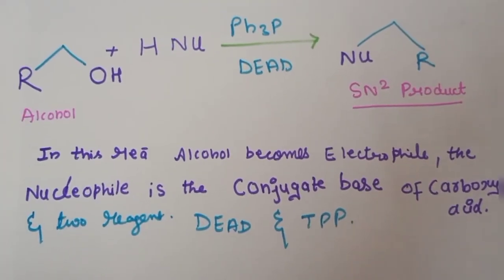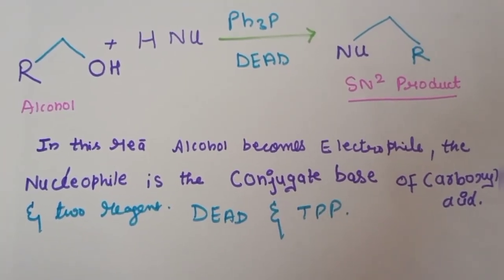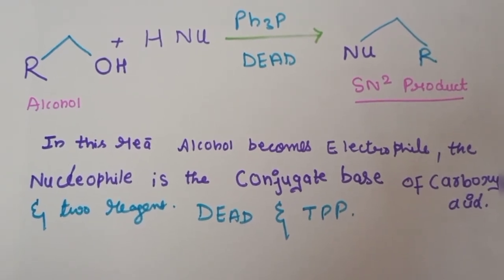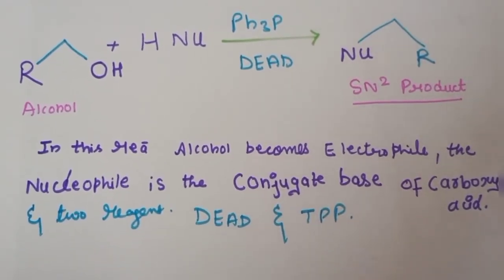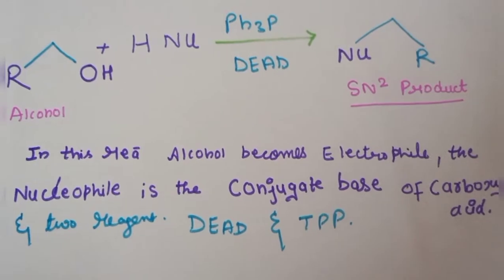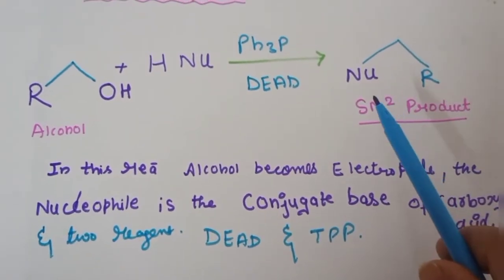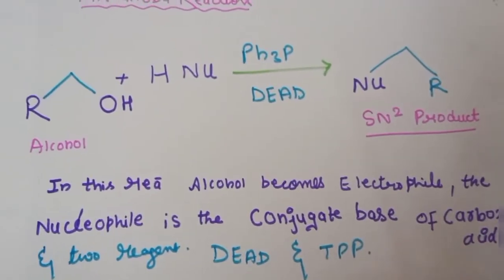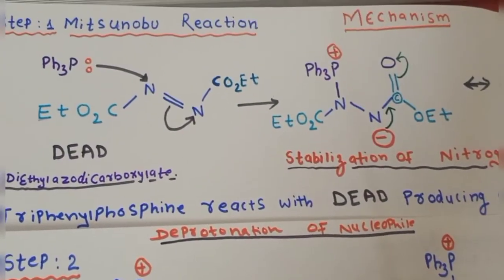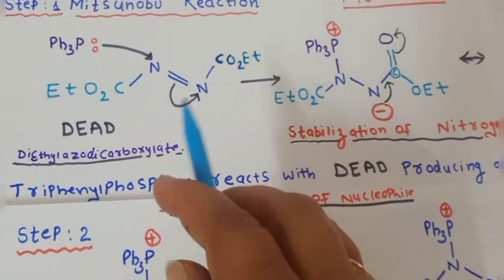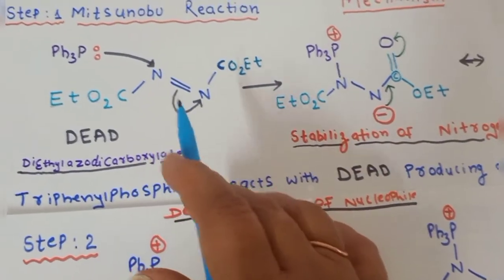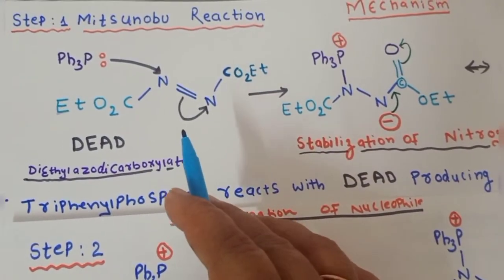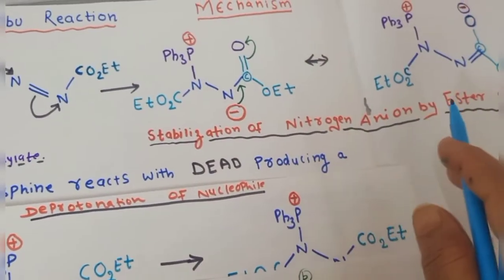Now let us revise quickly. First, our alcohol has the OH group on the right hand side, but as the reaction proceeds by the SN2 mode, the nucleophile will get attached on the left hand side. What is the first step? In the first step, the phosphine adds to the N=N double bond of the DAD and forms an anion, which is stabilized by the ester group.